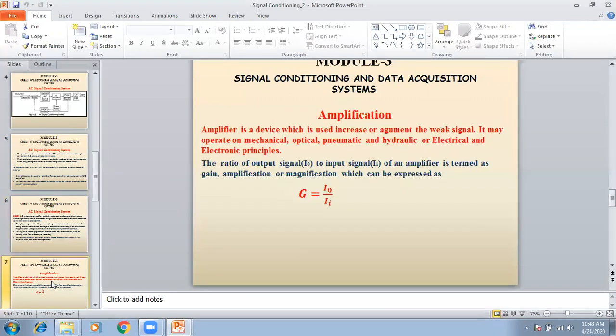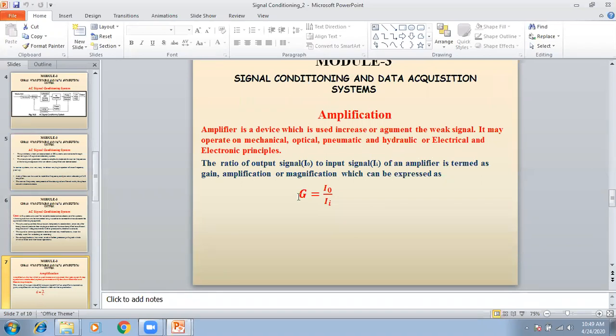So what does amplification mean? The amplifier is a device which is used to increase the magnitude of a weak signal, right? If I am getting the signal voltage or the current magnitude in the range of milli, then I can increase the magnitude with the help of amplifiers. It may operate on mechanical, optical, pneumatic, hydraulic, or electrical and electronic principles, right?